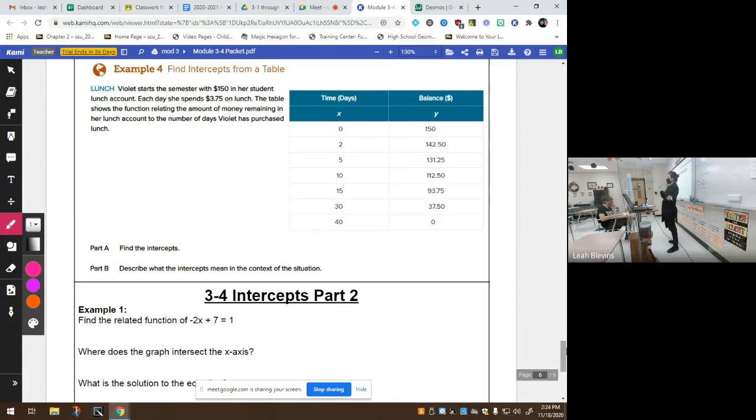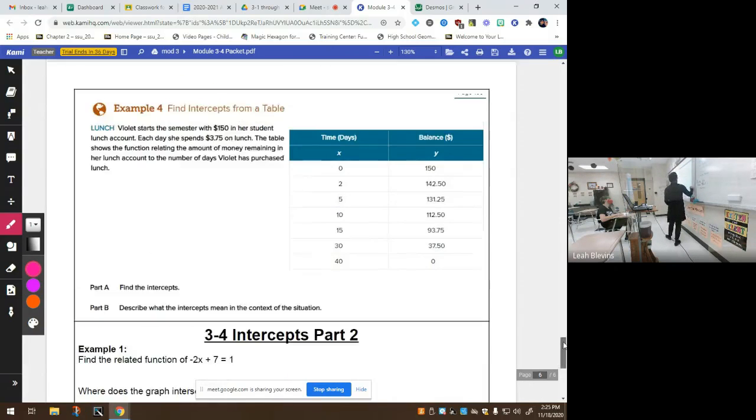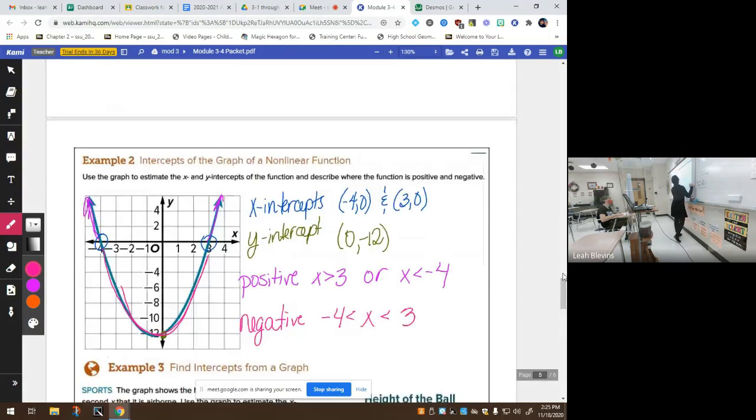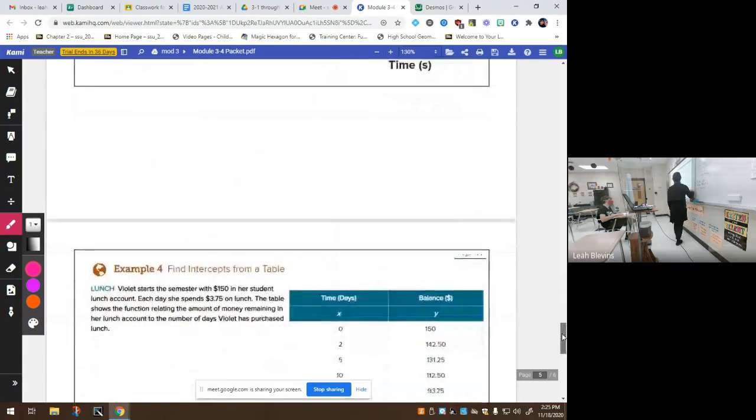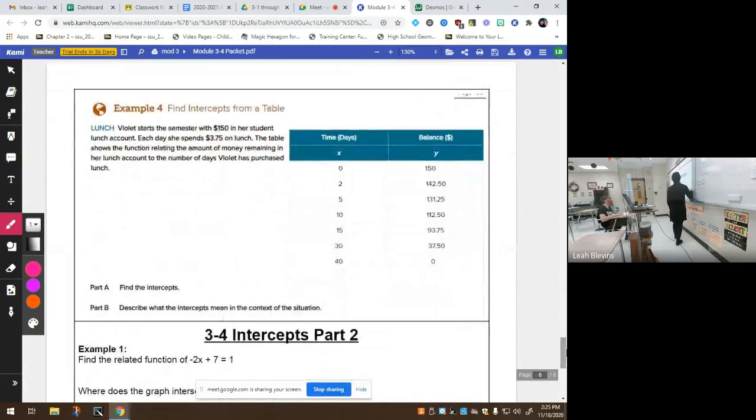Looking at the table, think about the ordered pair. What ordered pair do I get? What numbers do I have when I look at my intercepts? There's always a 0. When I'm looking at the table, what am I looking for? The zeros. So here, x is 0 when y is 150.